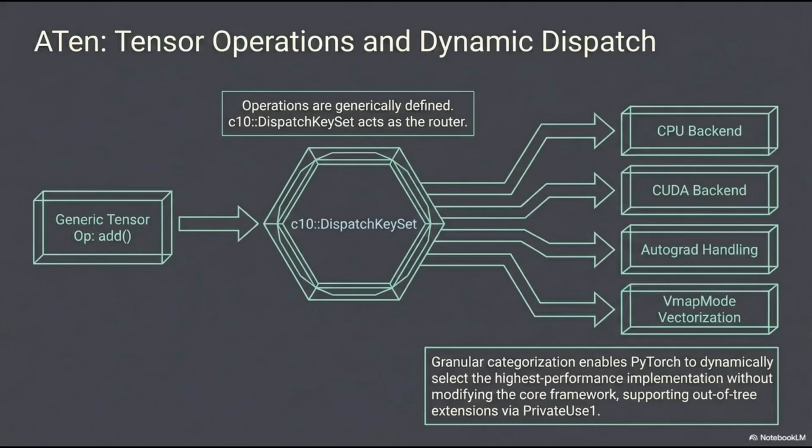This granular categorization is crucial, as it empowers PyTorch to dynamically select the highest performance implementation for a given operation. Critically, it achieves this without requiring modifications to the core framework and seamlessly supports out-of-tree extensions, accessible via mechanisms like Private Use 1.